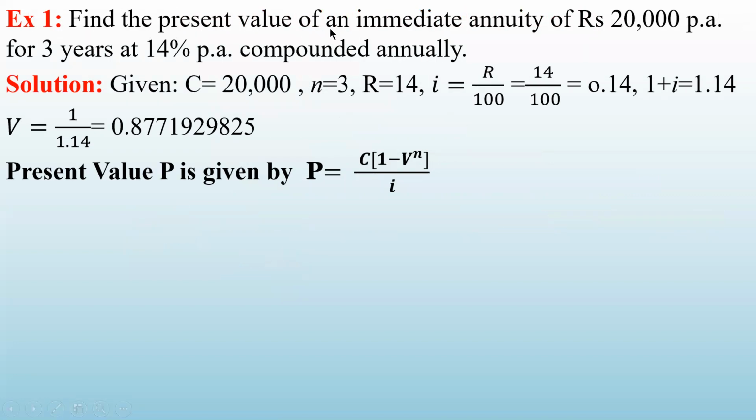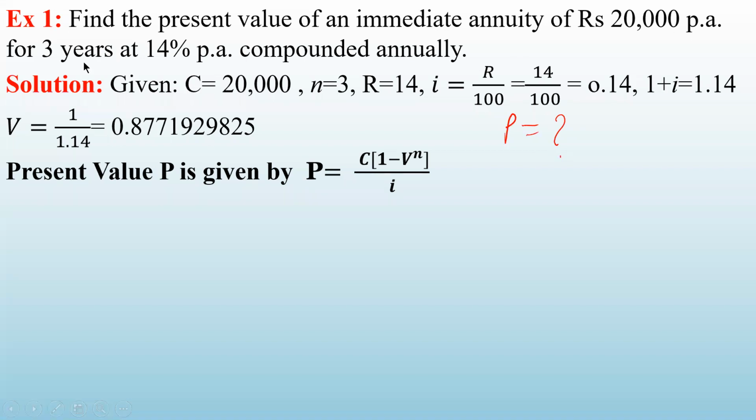Find the present value of an immediate annuity of rupees 20,000 per annum for 3 years at 14% per annum compounded annually. First of all, let us write down what are the things given to you and what is asked. So find the present value. That means one thing is clear, that you are asked to find the present value P. Of what? Of an immediate annuity of rupees 20,000. So this is the value of C. So C is equal to 20,000.